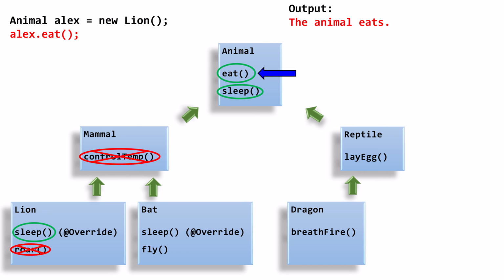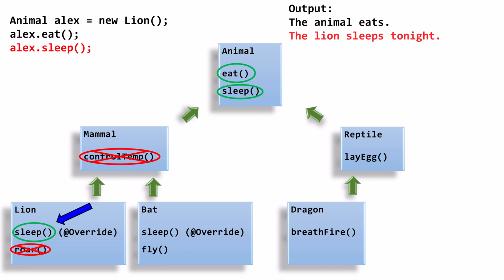The Lion object runs the eat method that is inherited from Animal. Next, we call alex.sleep. The variable type, in this case Animal, determines which methods we can run. Since the Animal class contains the sleep method, it is accessible from Alex. The object type, in this case Lion, determines which version of the method is run. Java runs the version of sleep that was overridden in the Lion class.